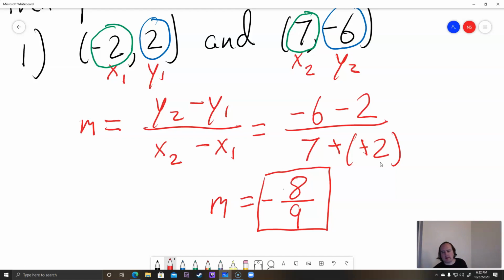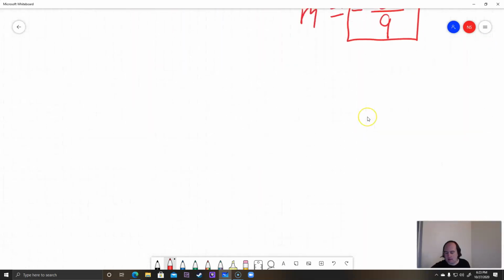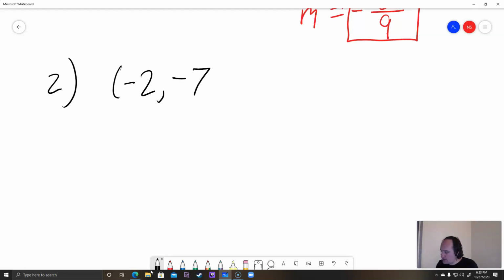The reason we're learning about slope is later on we'll be using it to graph stuff. But right now we're just trying to figure out how to find it when we're given 2 points. I wanted to do one more because there's one tricky one in your homework. So example number 2: our points are -2, -7, and -2, -5.